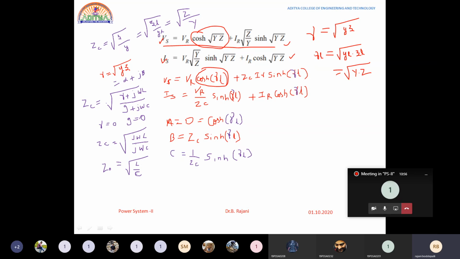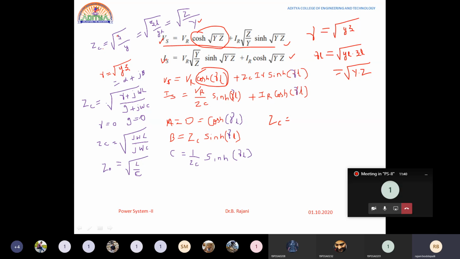Cosh(γL) is equal to cosh(√(YZ)). I can also write ZC, the characteristic impedance, as root of Z by Y. Here Z is the impedance of the elementary length of the line, and Y is the admittance of that length. If multiplied with the total length of the line, we get the total impedance Z and the total admittance Y.